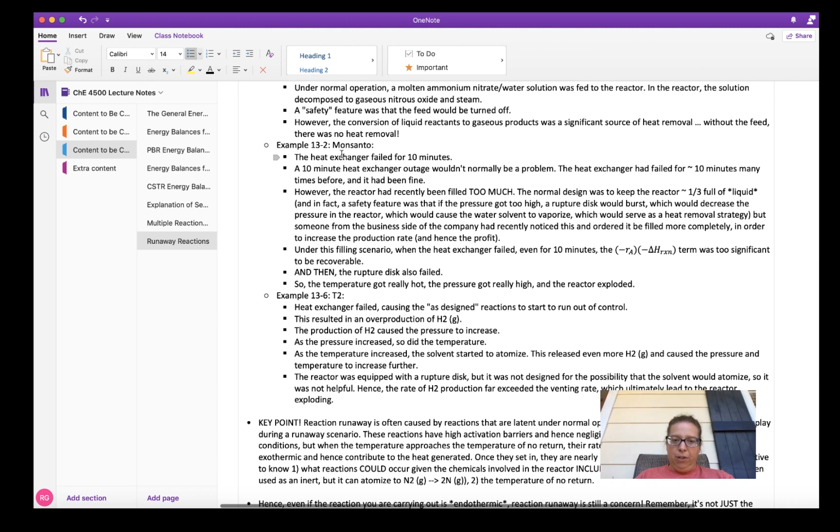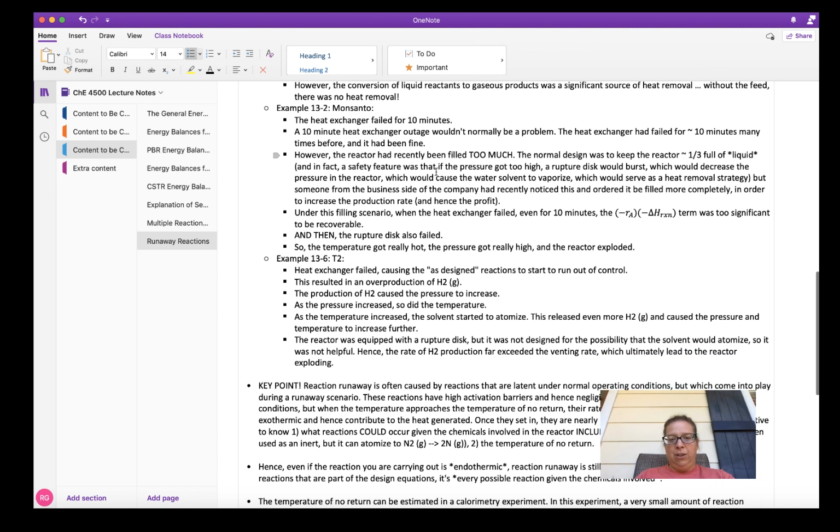Example 13-2 is the Monsanto plant explosion. In this case, the heat exchanger failed for 10 minutes. This was a normal thing, so the heat exchanger in this reaction would often fail for 10 minutes, but the operators would notice that and turn it back on.